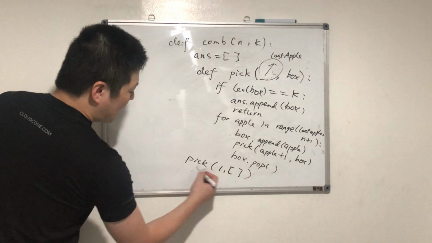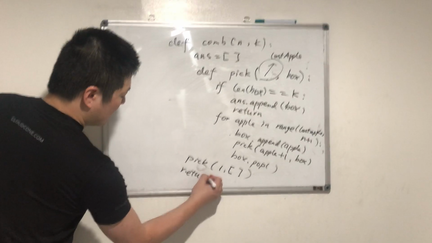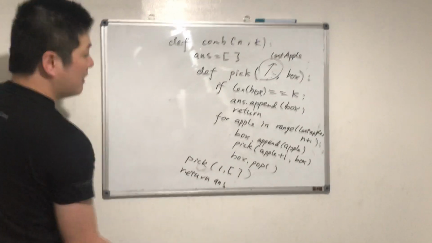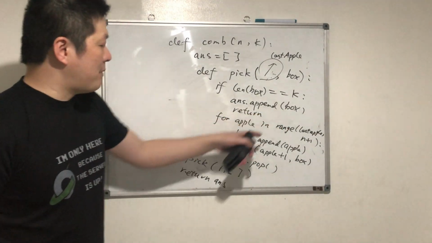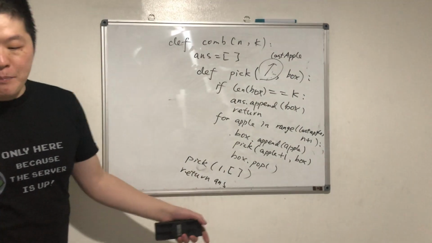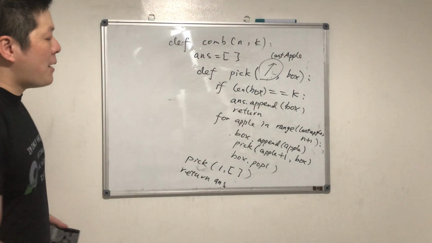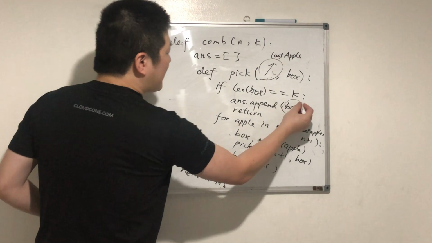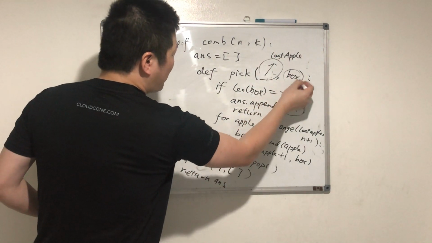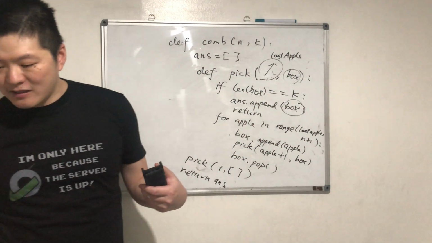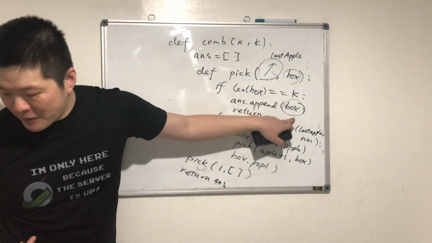Right? Yeah. And then return answer. Okay, look here, there's a problem. Remember last time we talked about when you append, this is by reference, right? Because this box is a reference, it's an alias. So we want to make a copy here.